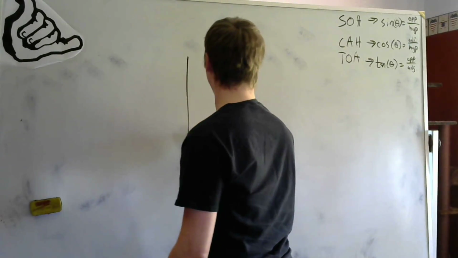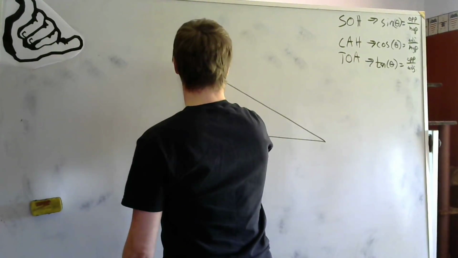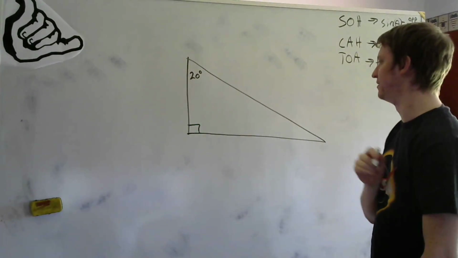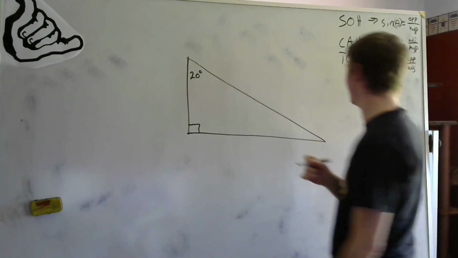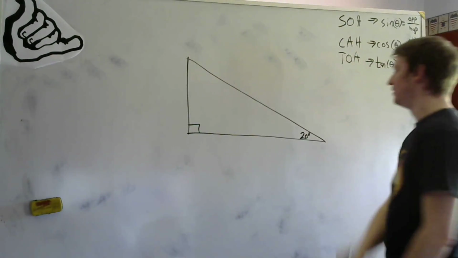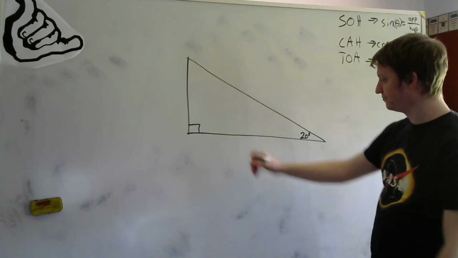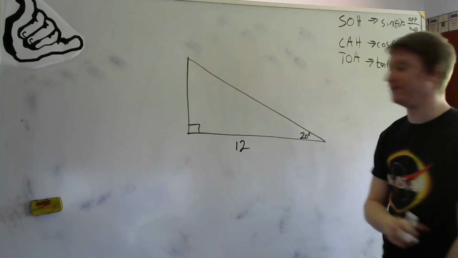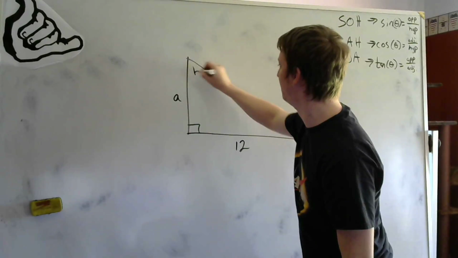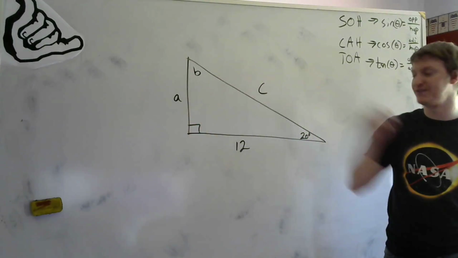All right, this time, let's get a 20-degree angle on top, and I know that does not look like 20 degrees, but whatever. Let's make it over here. This one looks a lot more like 20 degrees. There we go. So 20 degrees down here, and we'll put a 12 down here on the bottom. Now the three things that I don't know, A, B, and C. Side A, angle B, and side C.